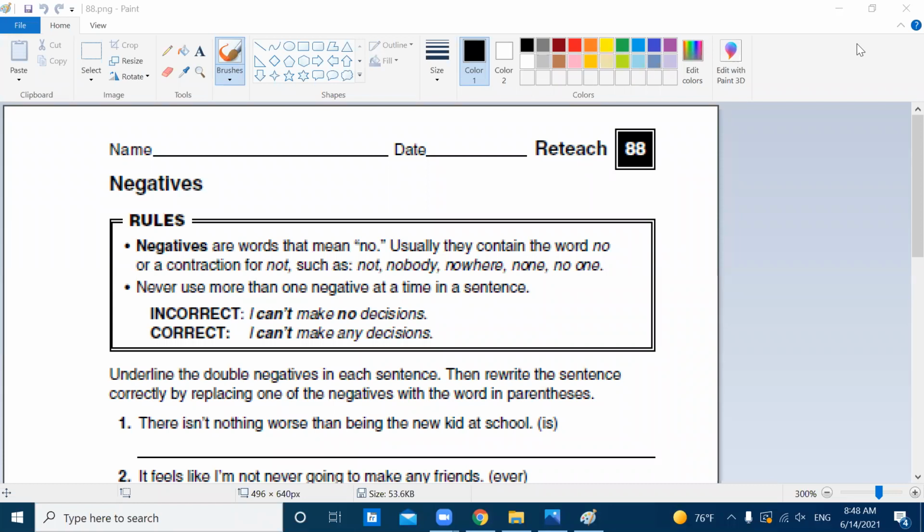Okay, guys, we're back. We're going to reteach 88 together. I hope everybody printed their sheets and brought them to class.